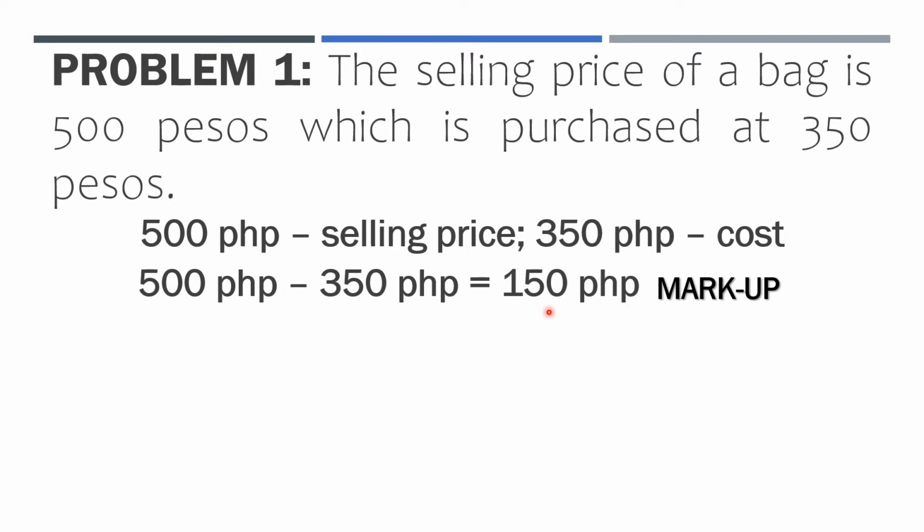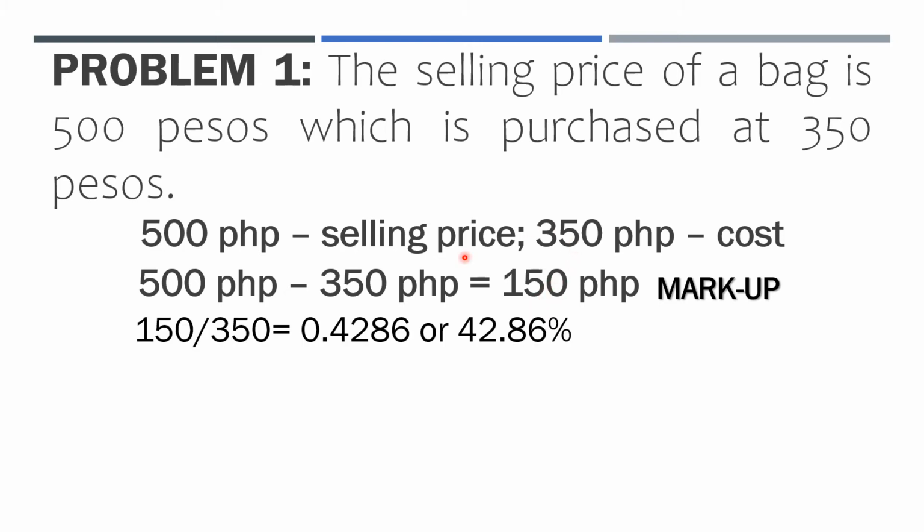And for us to interpret kung ano nga ba itong 150 pesos, can we interpret this one? Anong halaga nito? So, now let's just divide 150 pesos by 350. Okay, markup divided by cost. And then that is equal to 0.4286. I already rounded off the answer to the nearest ten thousandths. And this decimal number is also equal to 42.86%. This rate is the markup rate based on cost.